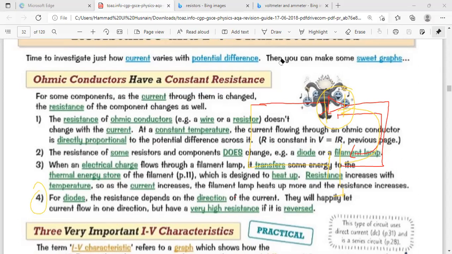For diodes, the resistance depends on the direction of the current. They will happily let current flow through one direction, but have a very high resistance if it is reversed. So have you got my point?